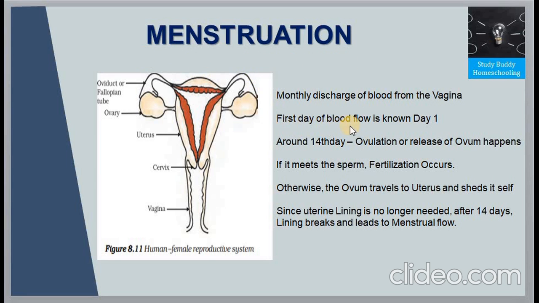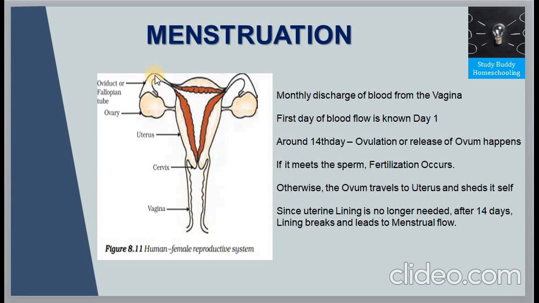The first day of the blood flow is known as day 1. Females generally go through this bleeding for 4 to 7 days. It depends. So let's take the first day of periods as day 1. On average, on every 14th day, which could be plus or minus 2, it varies among females, either of the ovaries releases an ovum. So on the 14th day, for example, it releases an ovum.